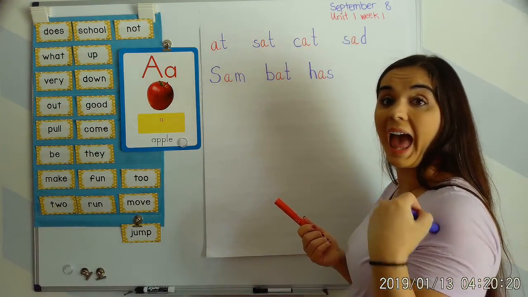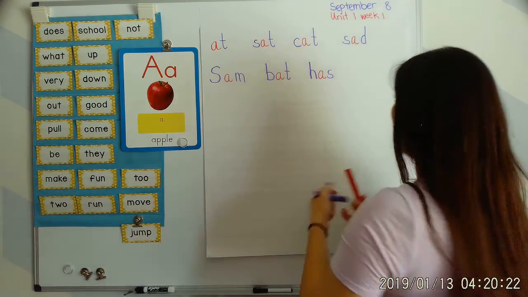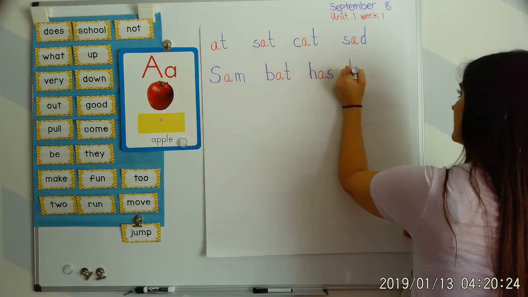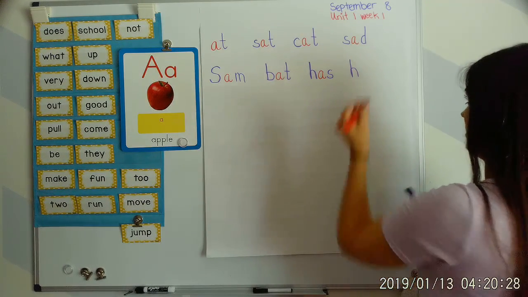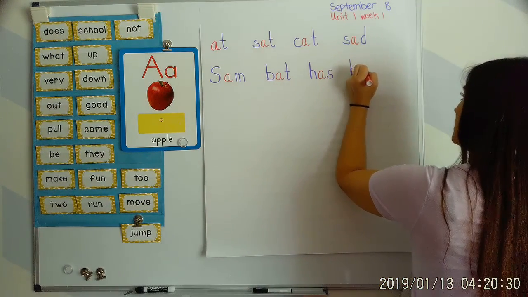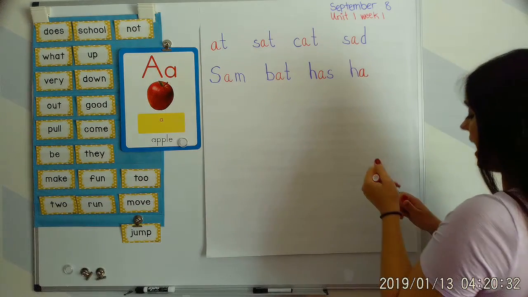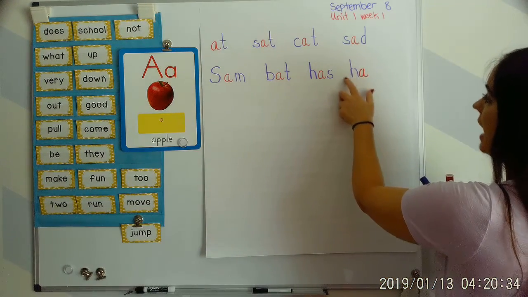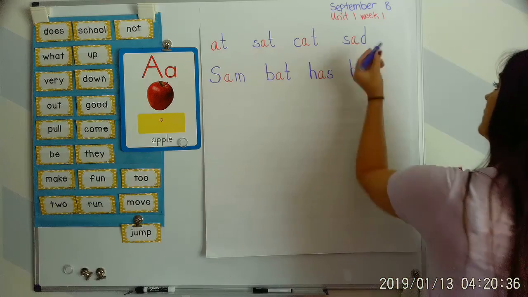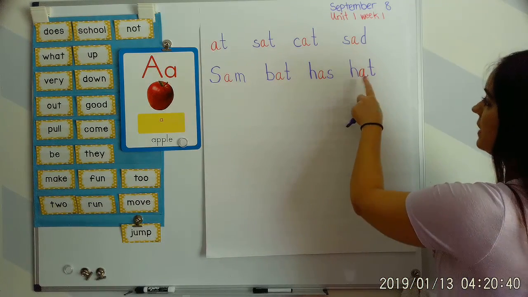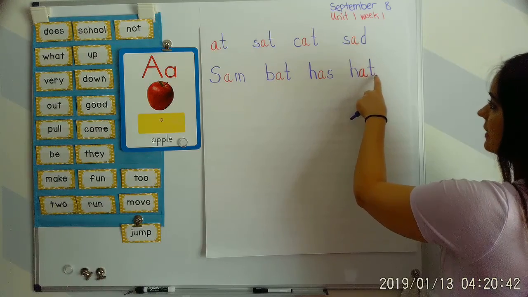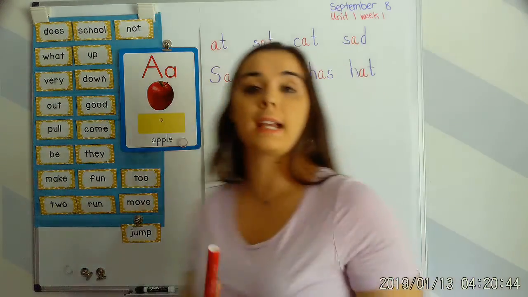Hat. So there's H, which says h, and then A says a. And then T says t. Let's blend. Hat. All right, let's read our second line, see what we got.